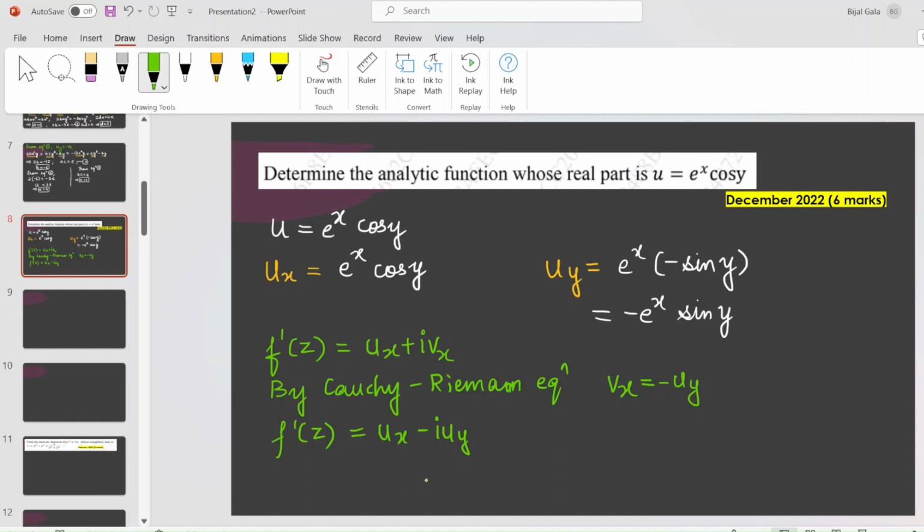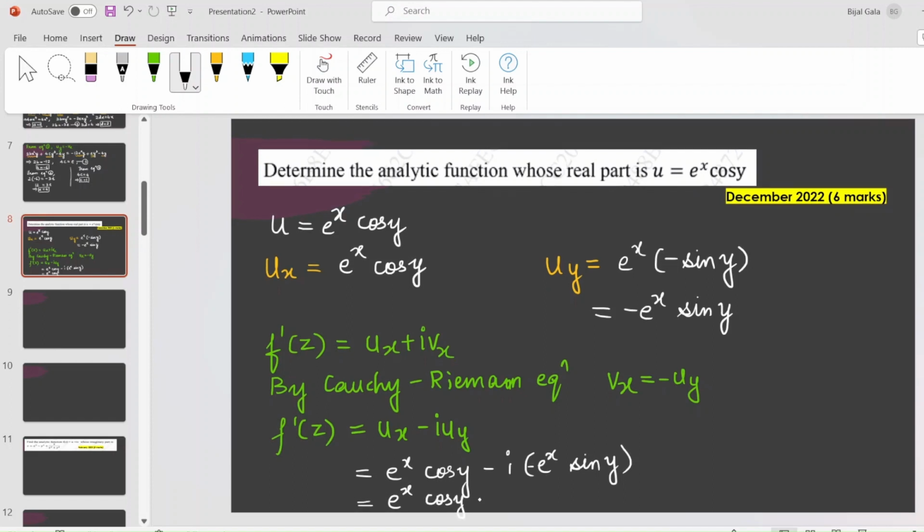Now let's see, we have both the values ux as well as uy, so let's substitute the values here. ux will be replaced by e raised to x cos y, minus i times negative e raised to x sin y. So this gives me e raised to x cos y plus i times e raised to x sin y. The negative term becomes positive because of the double negative. Okay, so this is what we got here.